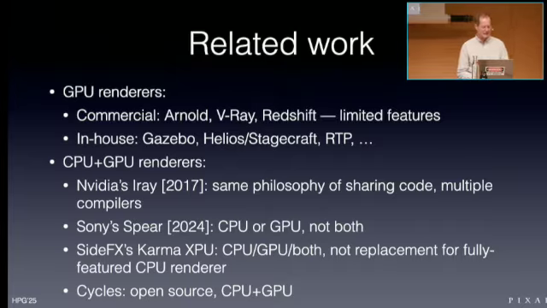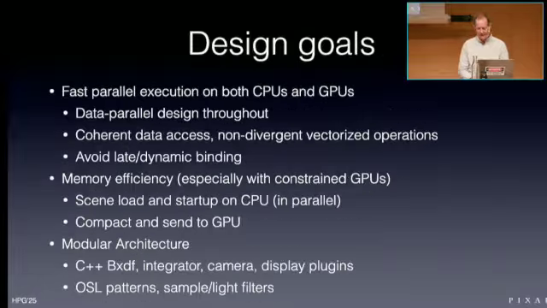Then there's Karma XPU from Side Effects. So that one can actually render on CPU or GPU or both at the same time. So that's very interesting, and it's close to our renderer. But they say themselves that it's not a replacement for their fully featured CPU renderer. And then I should also mention Cycles, which is an open source renderer that renders on CPU and GPUs. And here's Julian.